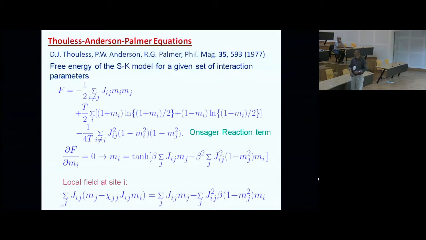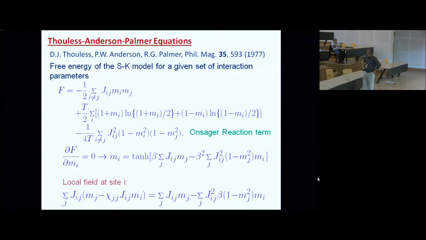This model that people looked at, called the Sherrington-Kirkpatrick model, is an infinite range model. I mention this because in the context of mean field theory, I had told you that for infinite range models, the mean field theory becomes exact. So here also, there is a mean field theory for this infinite range spin glass model, which was worked out by Thouless-Anderson-Palmer. And one can explicitly write down the free energy in terms of these order parameters.